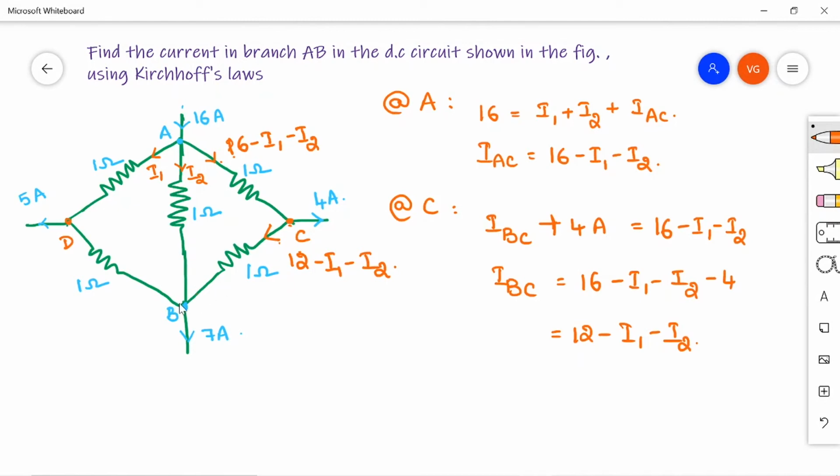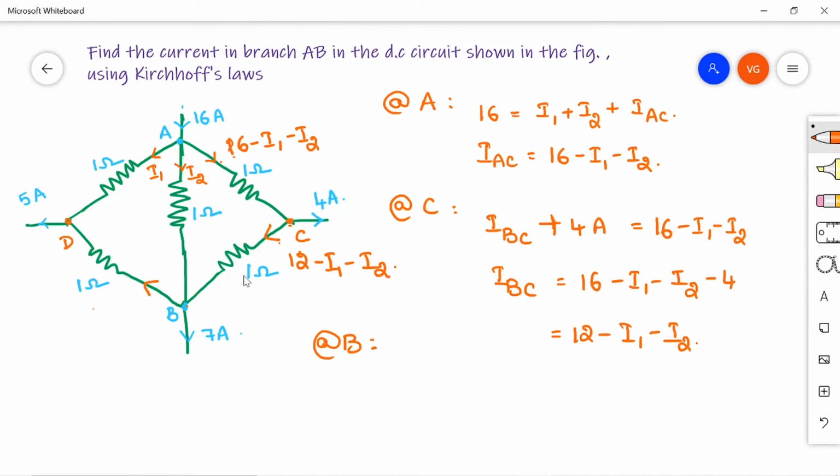Now coming to node B here, you have 4 branches connected at node B. One is 7 amperes leaving, I2 entering, and 12 minus I1 minus I2 entering. 2 currents are entering and 1 is leaving. What about this branch IDB? That is also, you assume it as leaving. Now we have to find out the current in BD branch. So applying KCL at node B, we will get it like this.